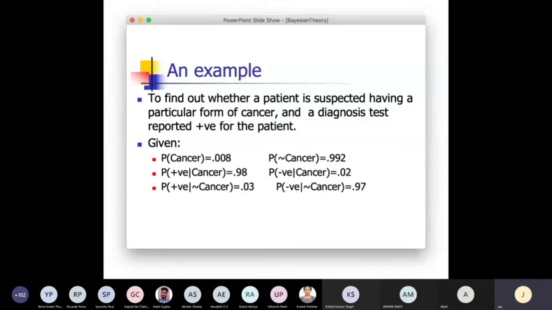So here, of course, you have positive given cancer and negative given cancer, those pieces of information are given. Similarly, if you consider the other case, that means the population who do not suffer from cancer, and if you carry out this diagnostic test, still it can be a false positive. So the probability of positive, given that the person is not suffering from cancer, is 0.03, and the probability of negative, given that the person is not suffering from cancer, is 0.97. So this is the information.